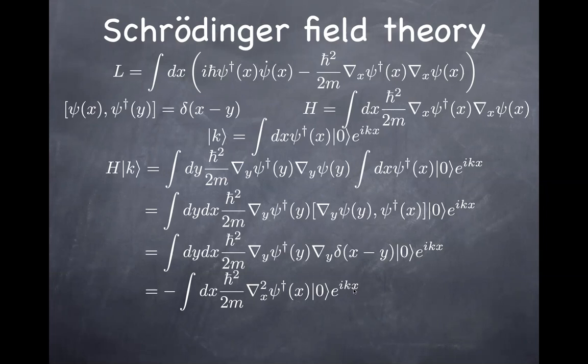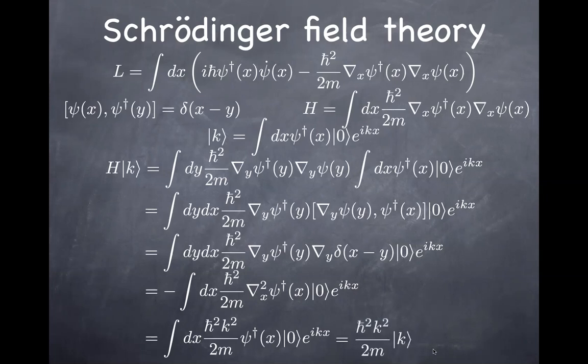So each x derivative would extract ik from the exponent. The end result turns out to be this. I have this number, h bar squared k squared over 2m, and the rest looks exactly the same as the state we started out with. Hence, this is the eigenvalue of the state k under this Hamiltonian, which is written with this field operator.